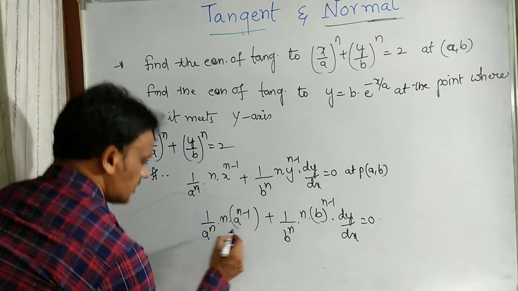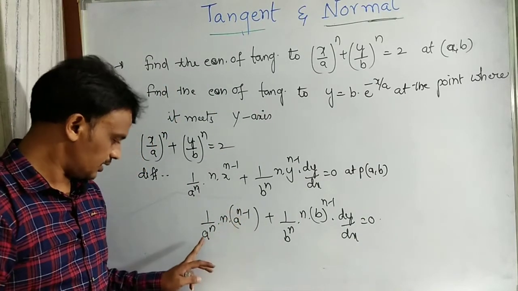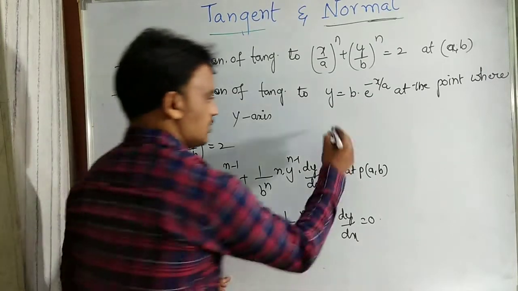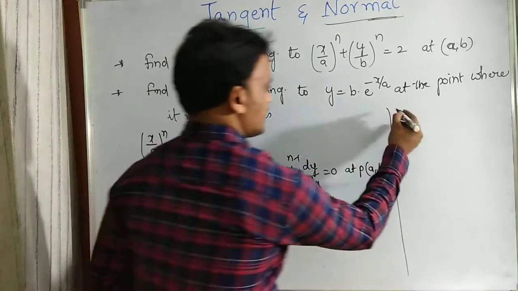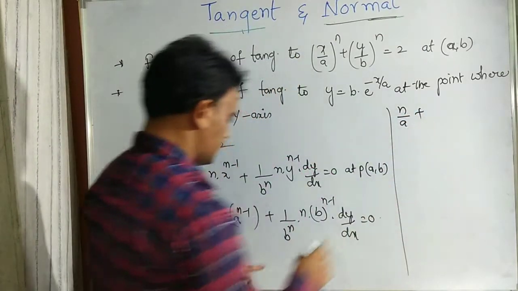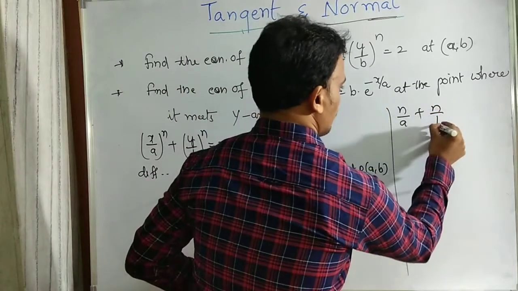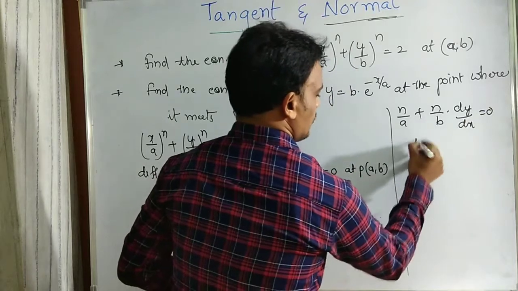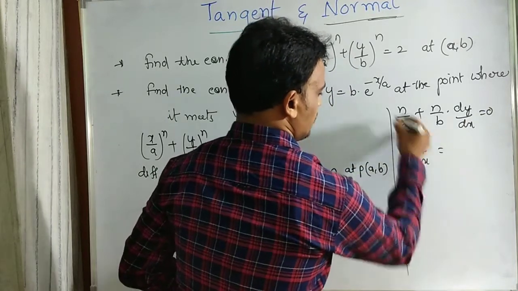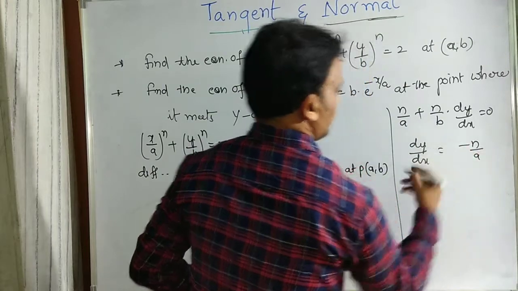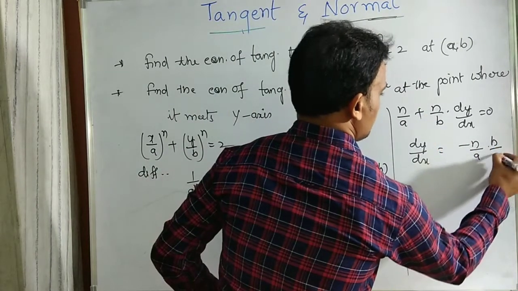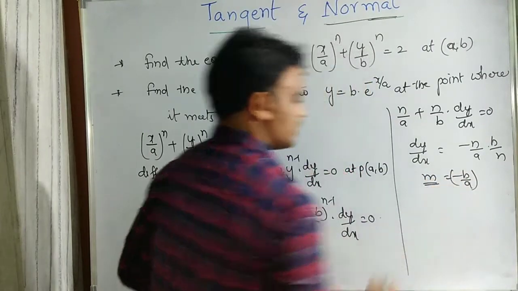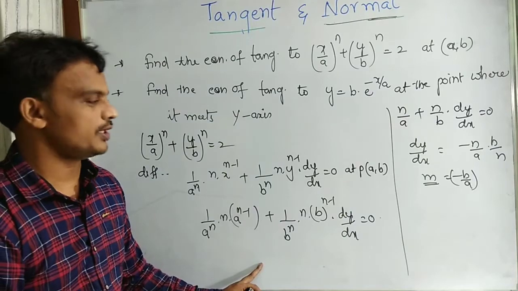Come on, simplify the values. Here a is raised to the power n minus 1, times n, and b is raised to the power n minus 1, times n. Simplifying that, I get n by a and n by b, into dy by dx equals 0. So dy by dx equals minus n by a, divided by n by b, which is minus b by a. This is the slope of the tangent, m equals minus b by a.